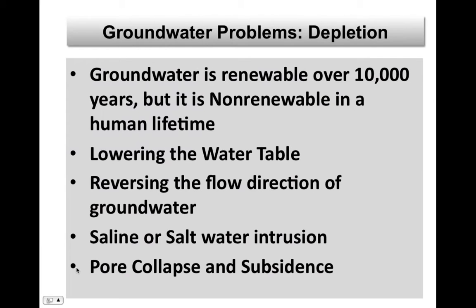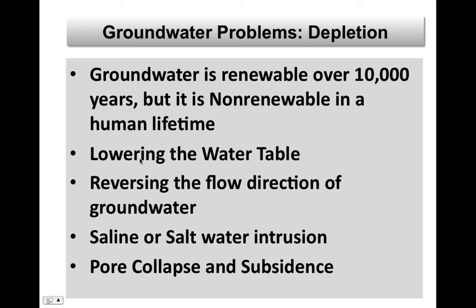Now let's look at some of the problems with groundwater. For starters, groundwater can be thought of as being renewable only over long periods of time, like 10,000 years. But the key thing is it's non-renewable in a human lifetime. So because groundwater provides up to 95% of the freshwater that humans use, it's really important to preserve it and maintain its quality.